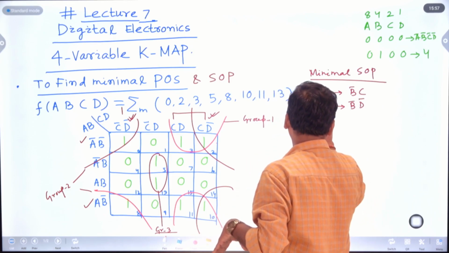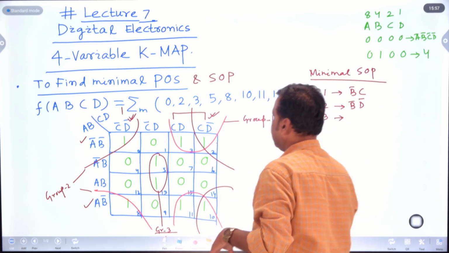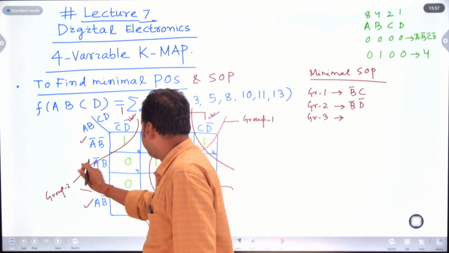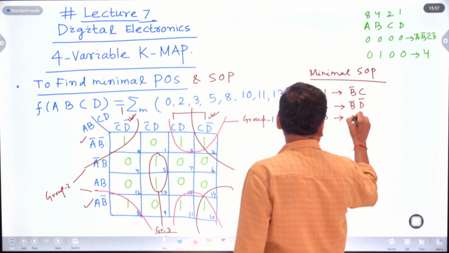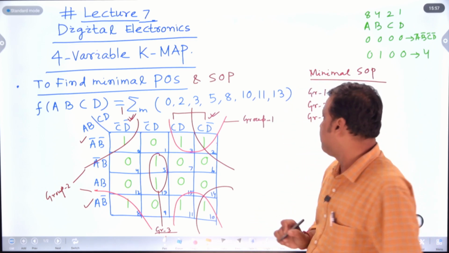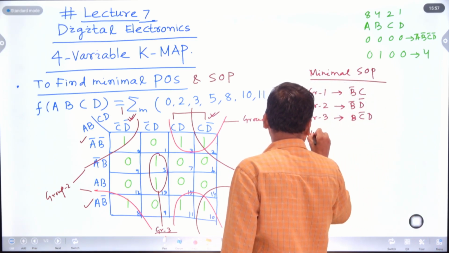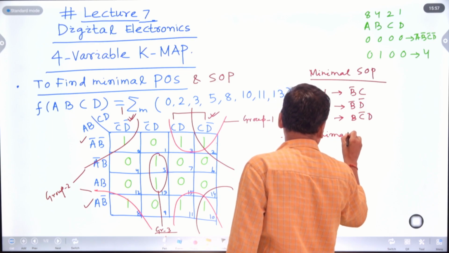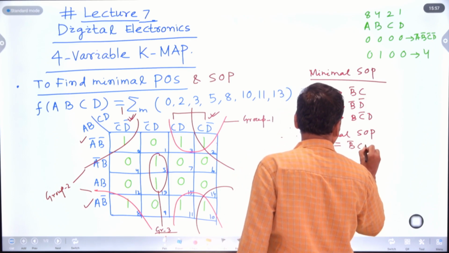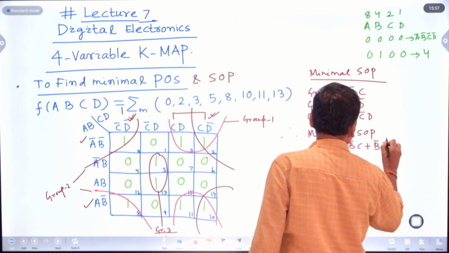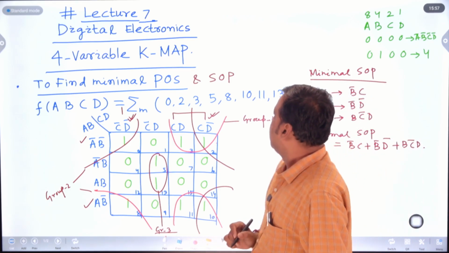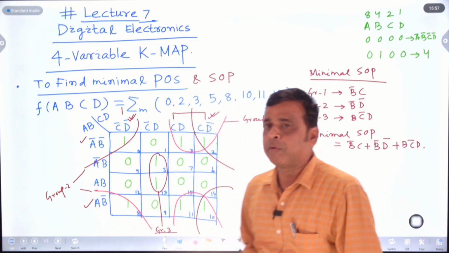Then group 3. In group 3, there is a pair. The pair means C bar D, and here the common is B. So B C bar D. Therefore, the minimal sum of product equals B bar C plus B bar D bar plus B C bar D. This is nothing but the minimal sum of product.